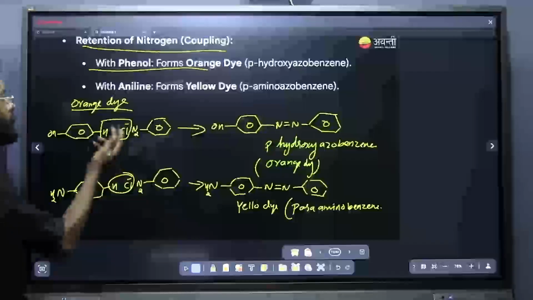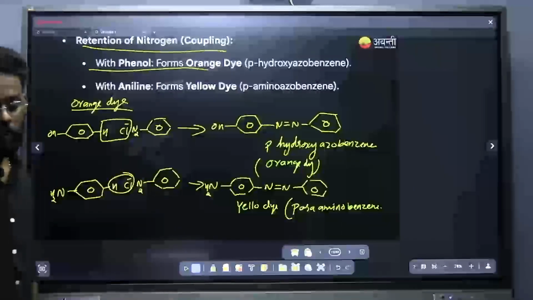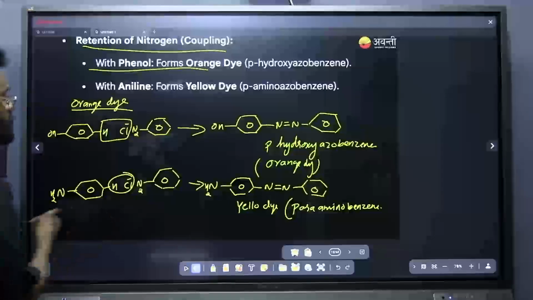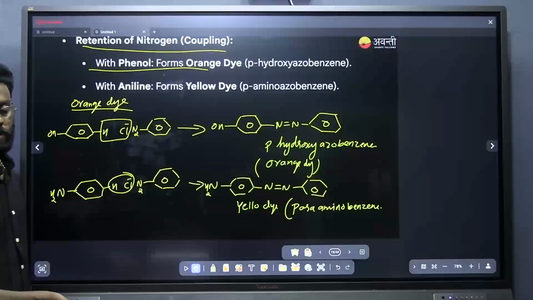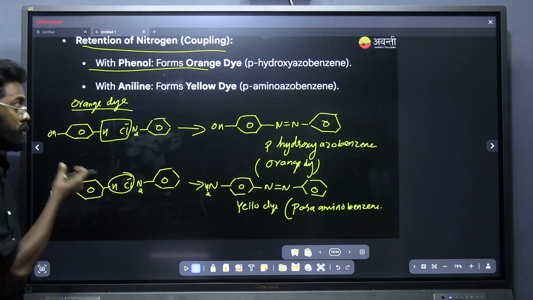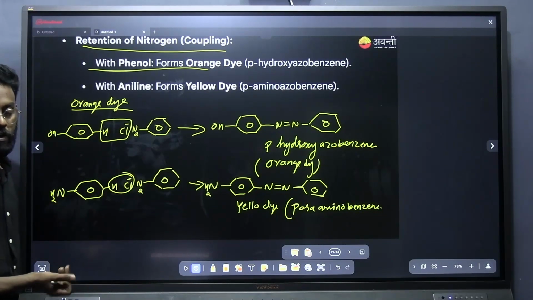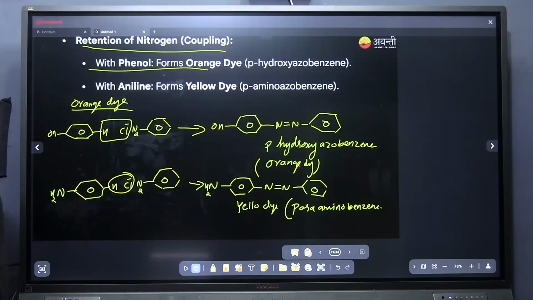Okay, this is how we can form or we can produce dyes. These are two important dyes you have to learn. Have you understood how we can form the dye, the reaction, the mechanism and everything? Just eliminate HCl and then couple the two rings together. You will be getting the product. That's only the thing. Okay, students, have you noted down? Shall we move?